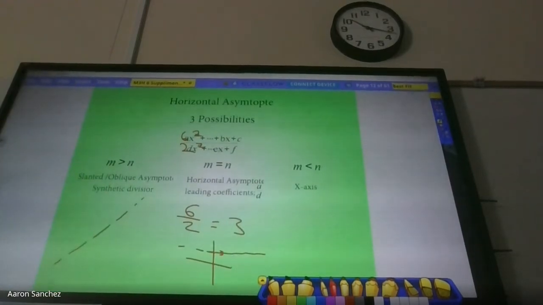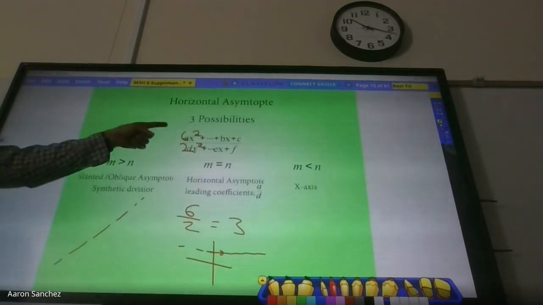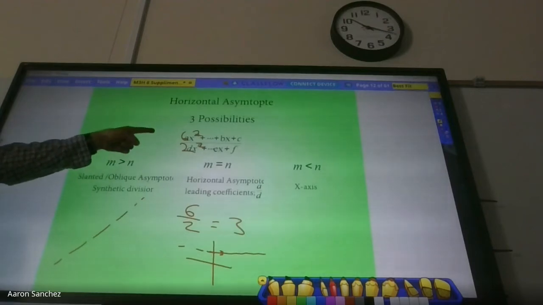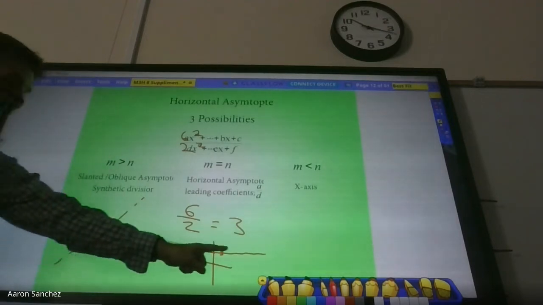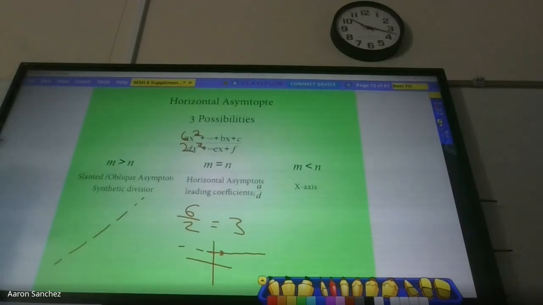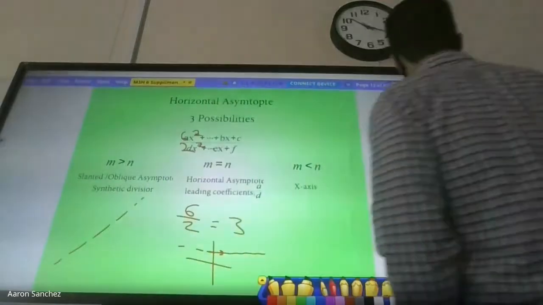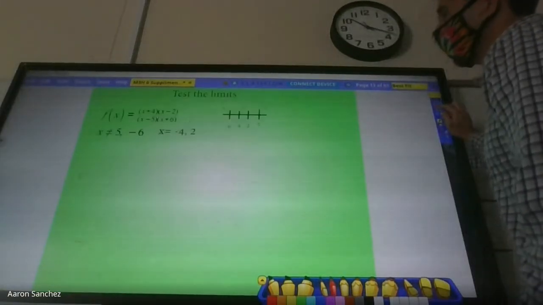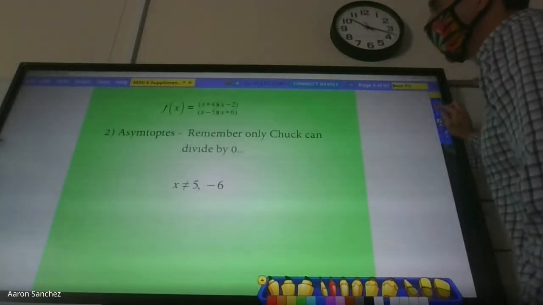And that's what I did on the last one, right? They were equal, so I did it. It was 1 over 1. They both had a 1 in front of it. That's how I got the 1. So if the exponents are equal, you just divide the coefficients, and whatever it is, that'll be your horizontal asymptote. Okay? Should I show you on the first problem? I did it here, this problem.